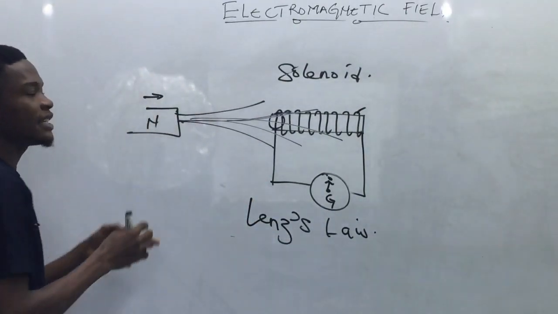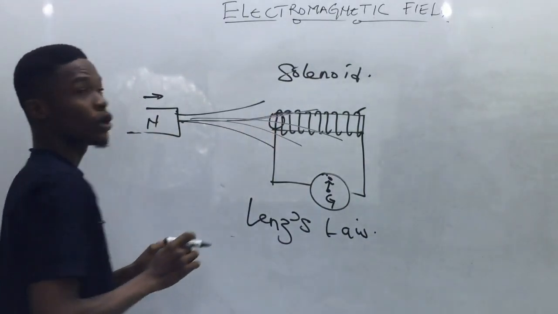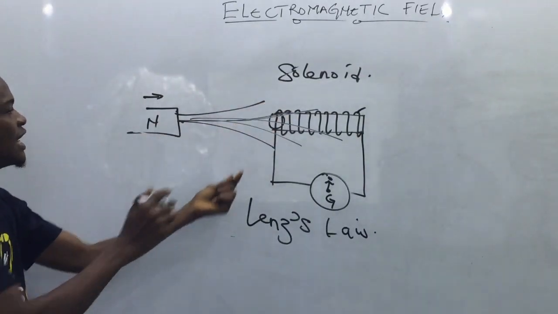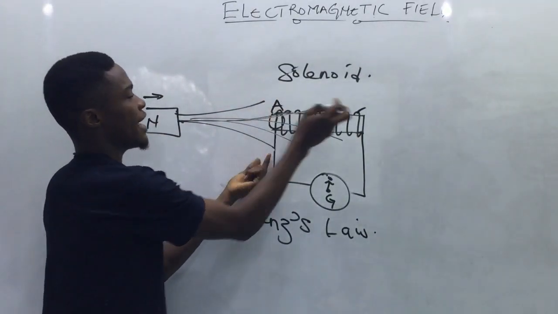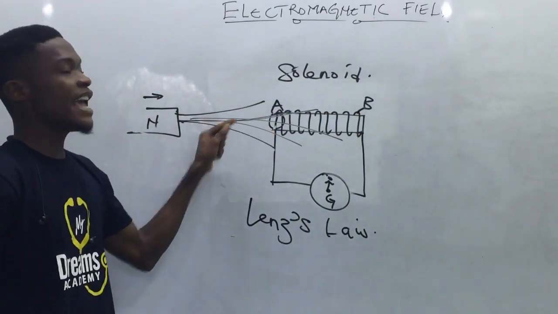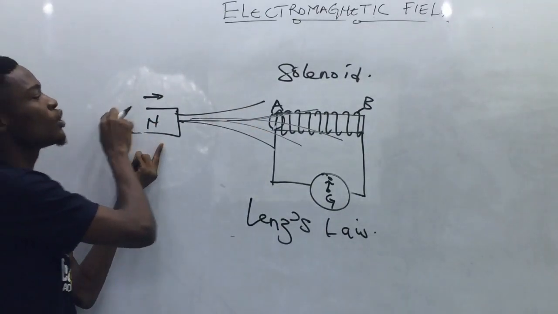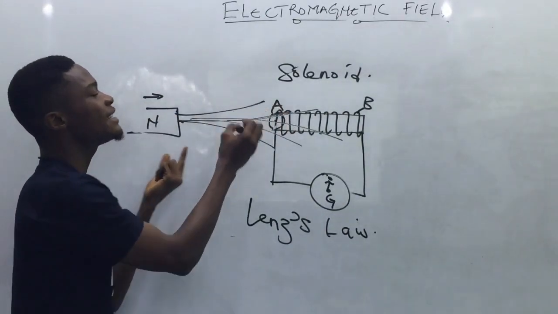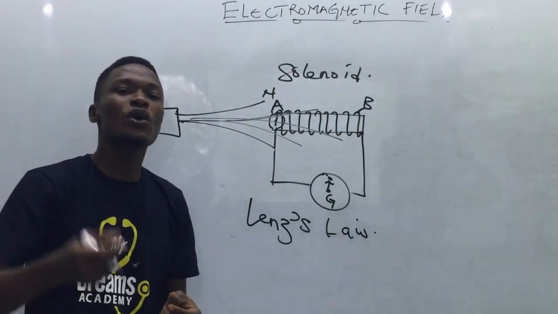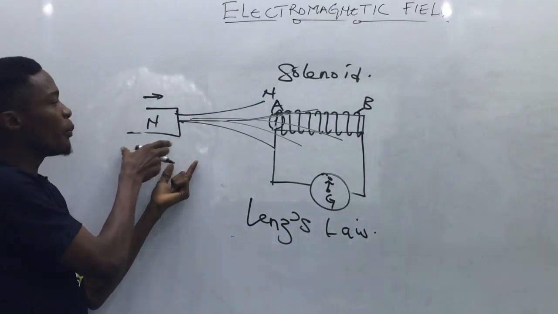Now, to explain that from this diagram, imagine that this bar magnet is moving close to the solenoid. If I am moving this bar magnet close to the solenoid, what happens? Let's call here A and here B. The end A of this solenoid will gain a north polarity, because I am moving the north pole close. So end A gains a north polarity so that it will oppose the motion of this magnet.